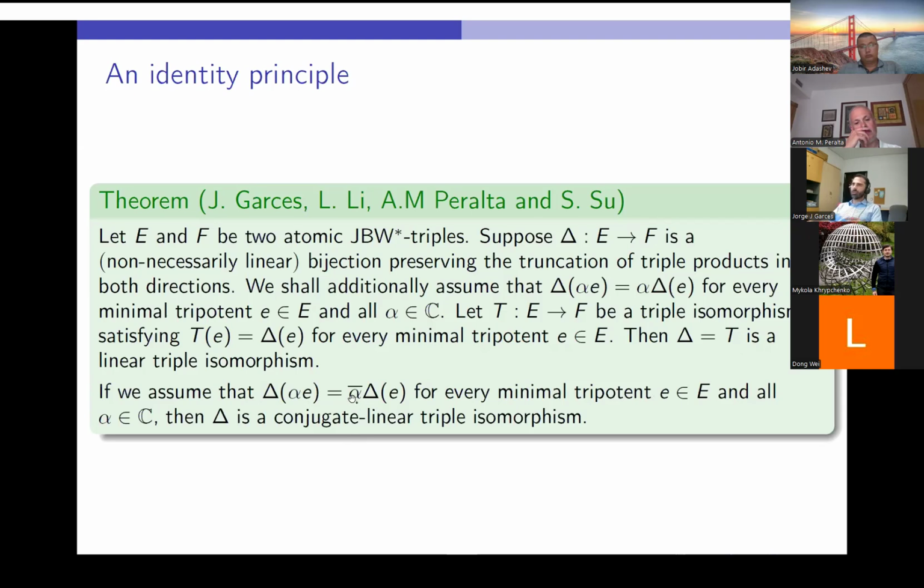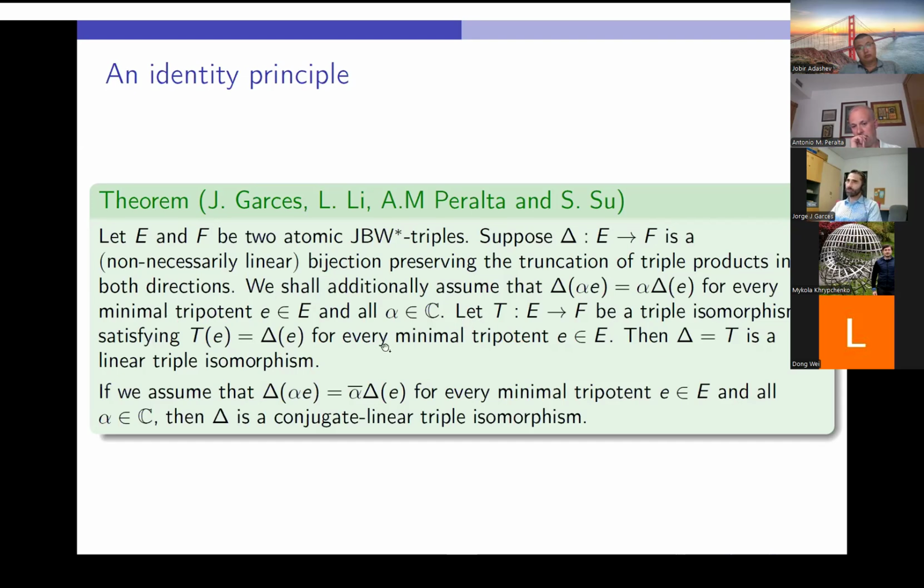And the same can be said if, instead of linear, we have conjugate linear on multiples of minimal tripotents. So this says that in order to get what we want, that is, to show that delta is a real linear triple isomorphism, it is enough to show that it behaves linearly or conjugate linearly on multiples of minimal tripotents, and that it coincides with a triple isomorphism on minimal tripotents. So first, I'm going to show where this triple isomorphism will come from.